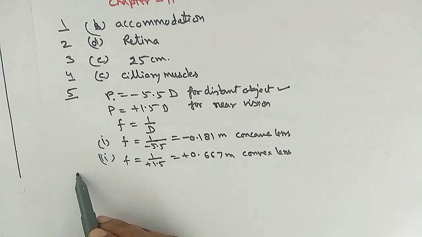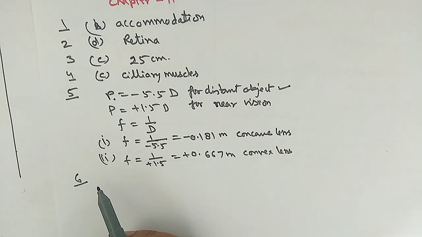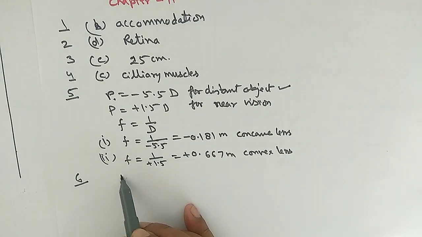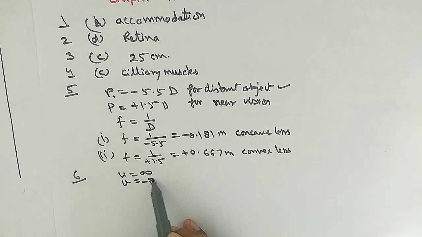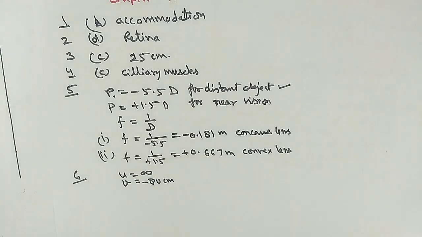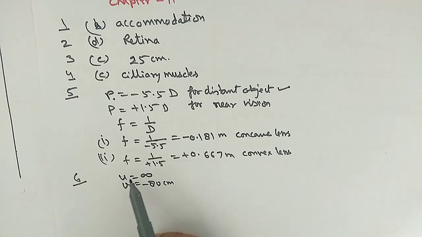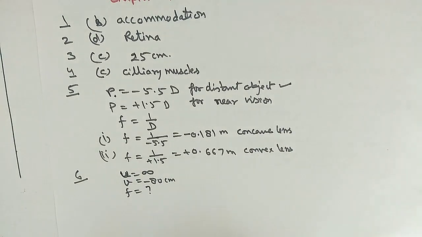Now come to question number 6 of the exercise. The far point of the myopic person is 80 centimeter. What is the nature and the power of the lens required to correct the problem? He is a myopic person. It means if u is equal to infinity, the image should form at minus 80 centimeter. A myopic person cannot see the distant object, only up to 80 centimeter he can see. So the image should form within this limit, that is minus 80 centimeter only. u is equal to infinity. Find the focal length and then you can find the power also.